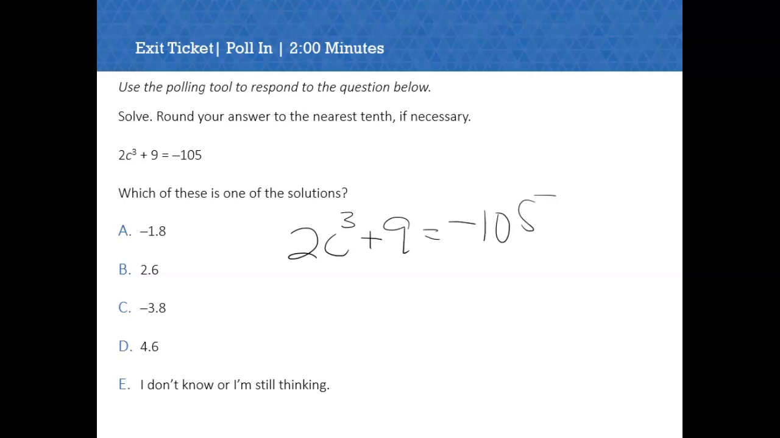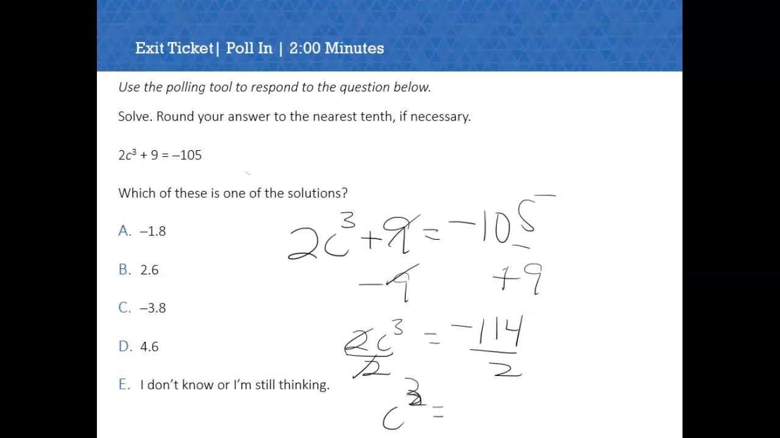So just like before, we need to isolate this cube. The first thing we need to do is subtract 9 from both sides. So negative 105 minus 9. Remember, this is change. So we would get negative 114. We still need to get rid of that 2, so divide both sides by 2. It's hard to switch to cubes after you've been doing squares forever. So divide both sides by 2, we get negative 57.